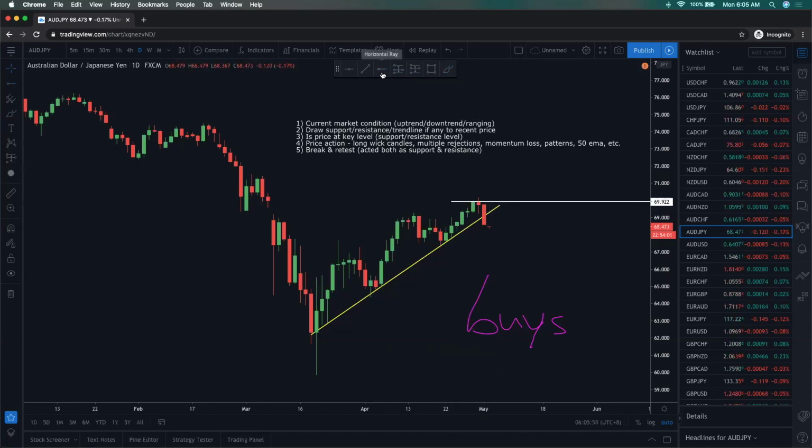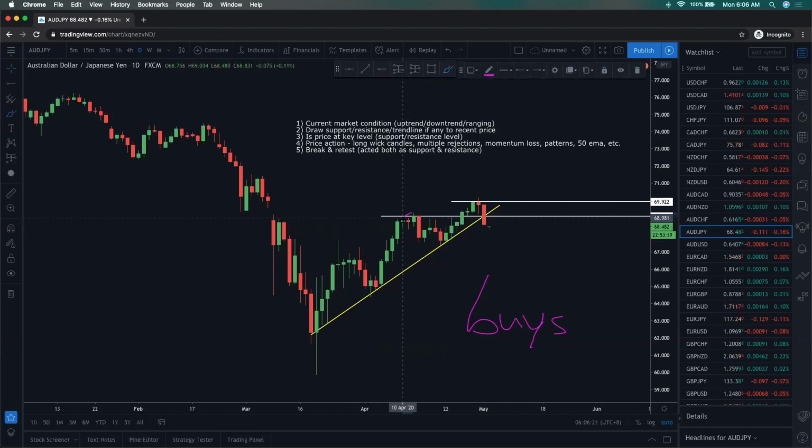Again, I go to my horizontal ray, click on this, and I see that price tries to break this, gets rejected, and goes down, right? So this is the current resistance. At the same time, I can see that there is a support. How do I determine the support? This is the support. Why?